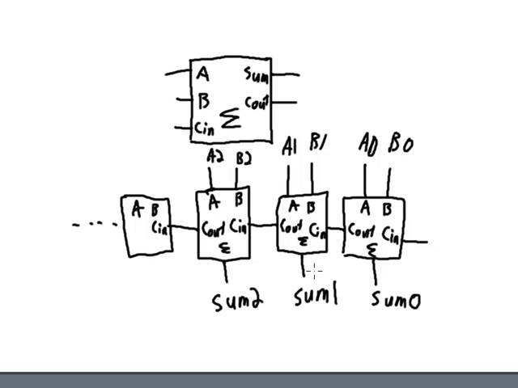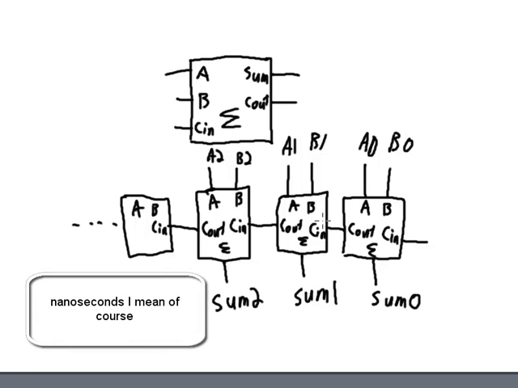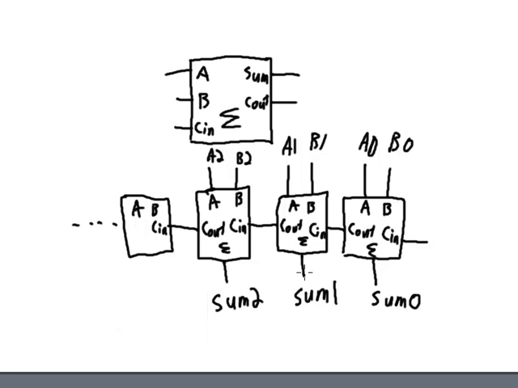But you can see that there's dependency. Sum 1 is a function of A1, B1, and C in from the previous bit, and the previous bit is going to take a few tens of nanoseconds before it's a valid value, and then it's going to take another few tens of nanoseconds before this sum bit is a valid value.